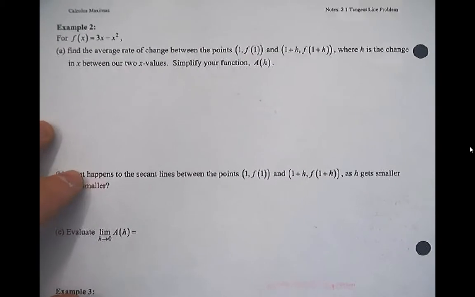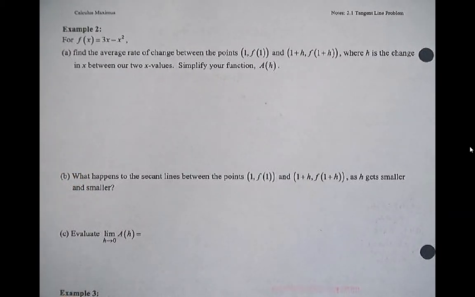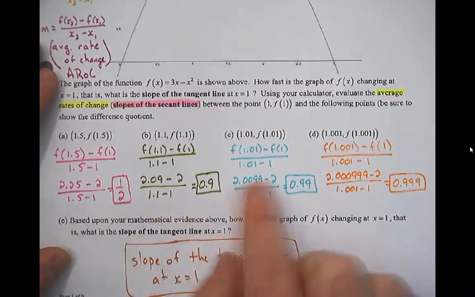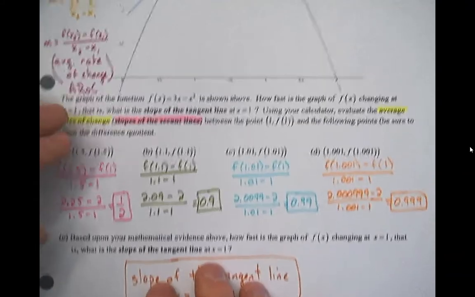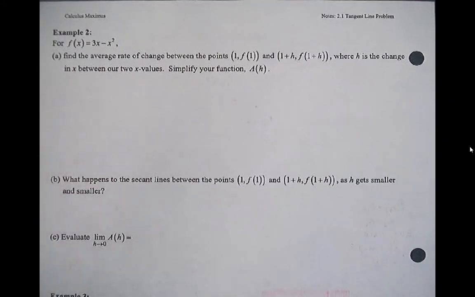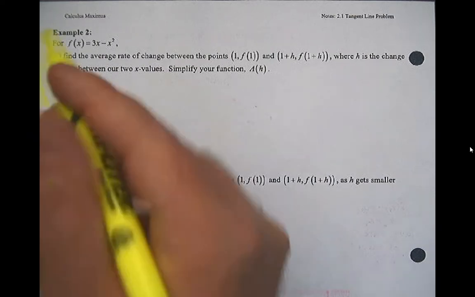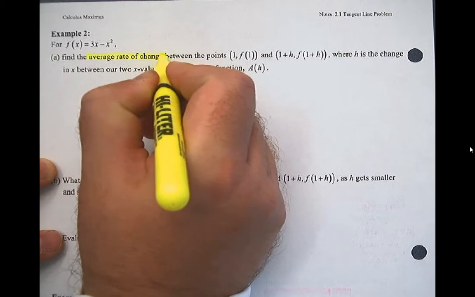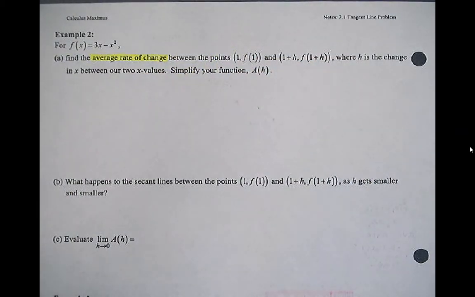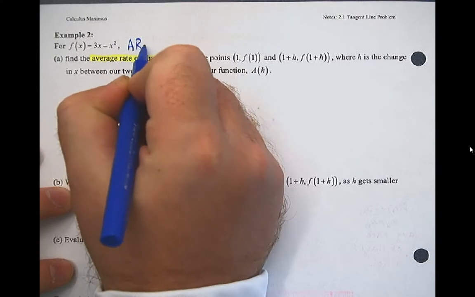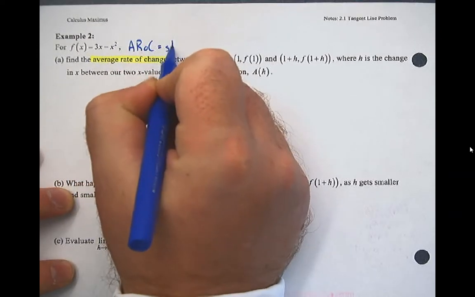Okay, so hopefully that gives you kind of the basic idea of what we're doing. Now we're going to try to do this algebraically. I don't want to have to keep plugging in all these values every single time. I want to be able to do this algebraically. And that's what we're talking about here. Find the average rate of change. Highlight it. Average rate of change, AROC, is always, always, always the slope. AROC is equal to slope.